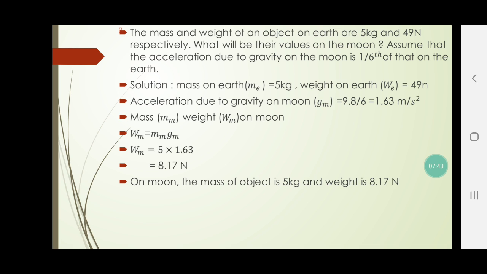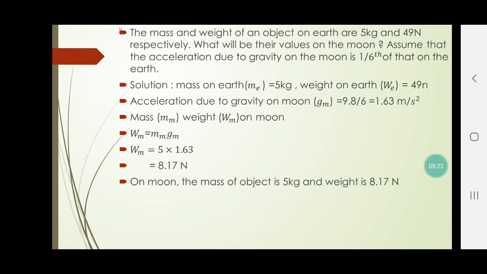Acceleration due to gravity on the moon is 9.8 divided by 6, as it is 1/6 of that of the Earth. So Earth's is 9.8. So sixth part of it will be 1.63 meters per second square. Now mass on the moon is given by mm, and weight on the moon is given by Wm. Now Wm is equal to mm into gm. Mg, no. So it is mm into gm.